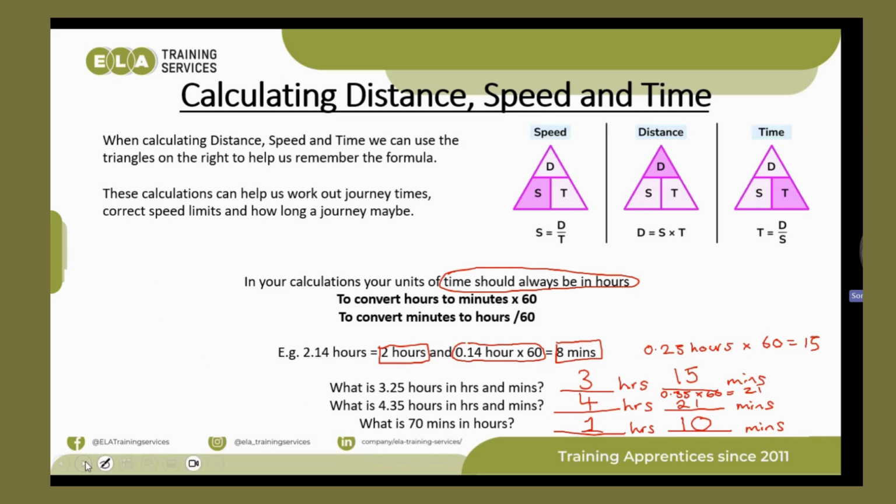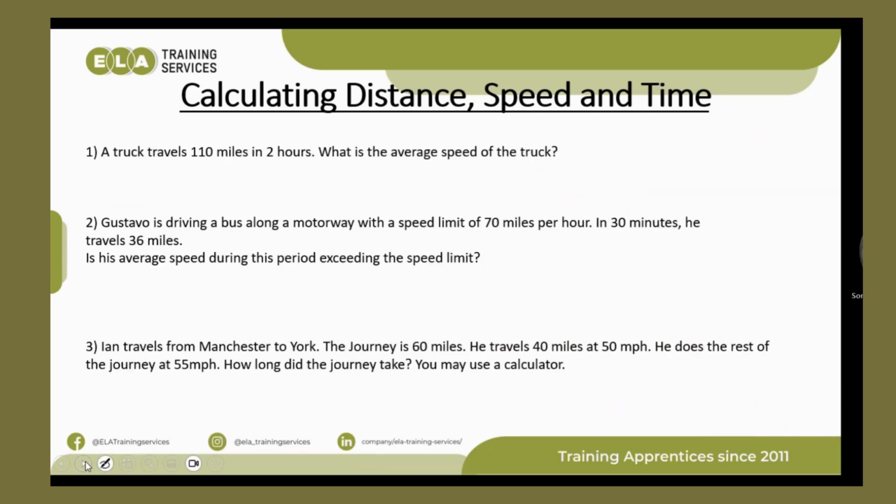So now let's use this to answer some questions. So a truck travels 110 miles in 2 hours. What is the average speed? So what we've got to do is we've got to draw our triangle. D at the top, distance, speed, and time. What is the average speed?